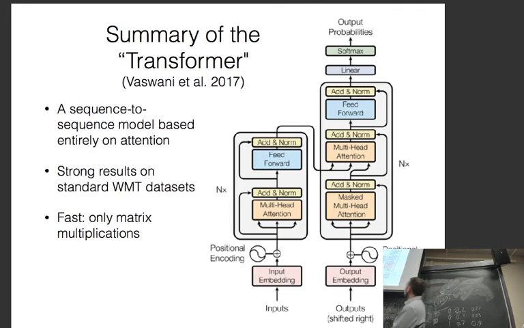So this is kind of a plate diagram of their model, where you take the input embedding, you take the output embedding, you take a positional encoding. So that's what I mentioned here. You encode the position of all of the things. Then you have n layers of multi-headed attention, and then a feed-forward transformation.